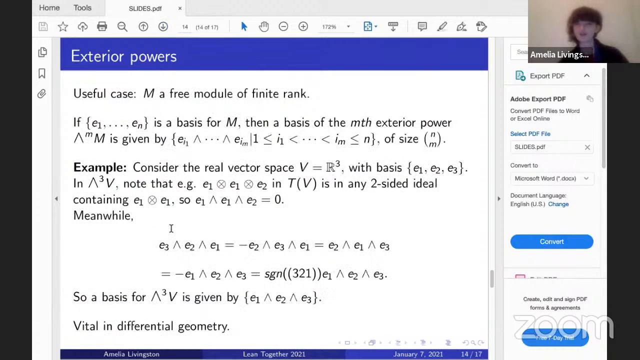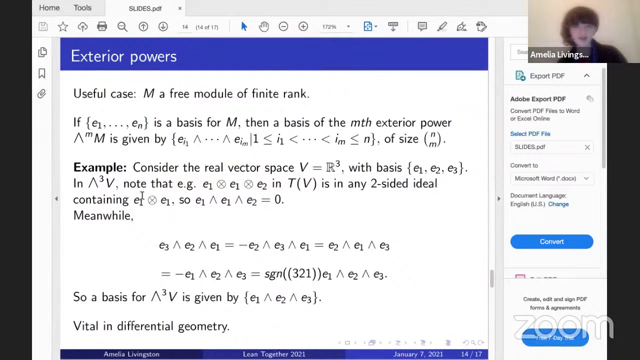So let's look at our example case again. If M is a free module and you have a basis of size n, then again, this will induce a basis on the mth exterior power, but it's a slightly different basis. This time we can't have any repeated entries. And also, if you've got the same m-tuple and you order it in a different way and then take the wedge product of the basis elements, they're not going to be linearly independent. And we'll see why. But this means that you have to pick one permutation for each m-tuple. And ultimately, this gives you a basis of size n choose m.